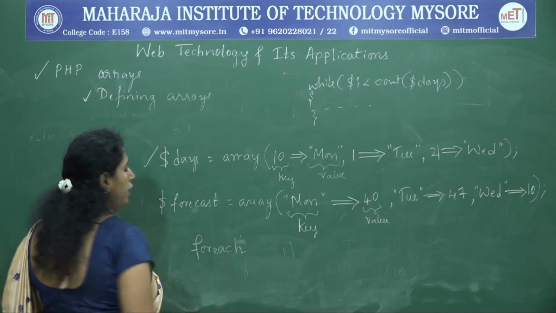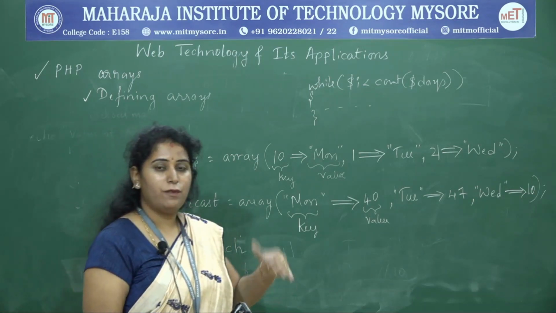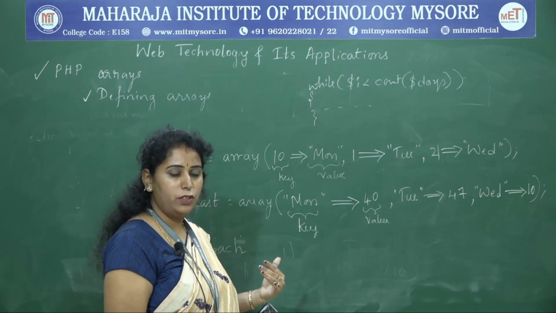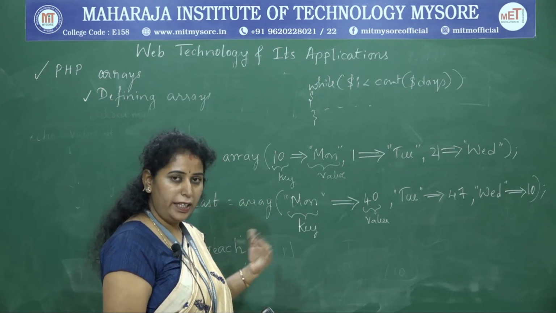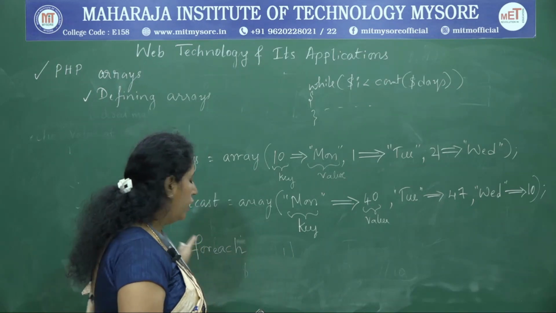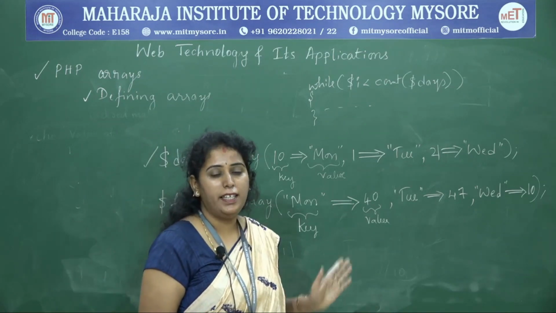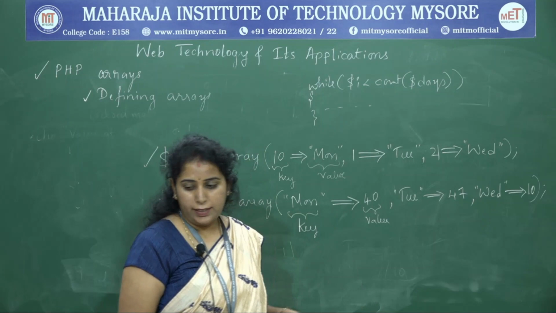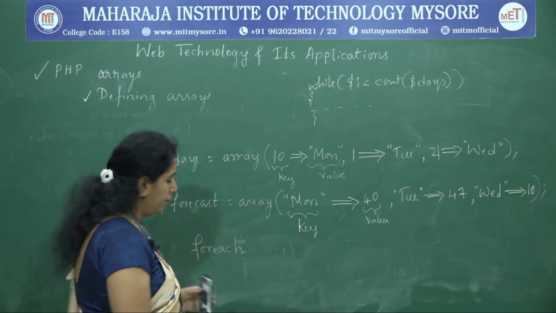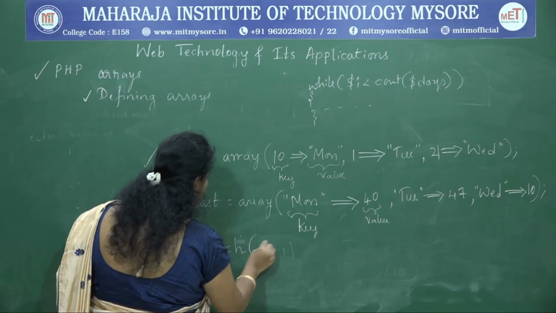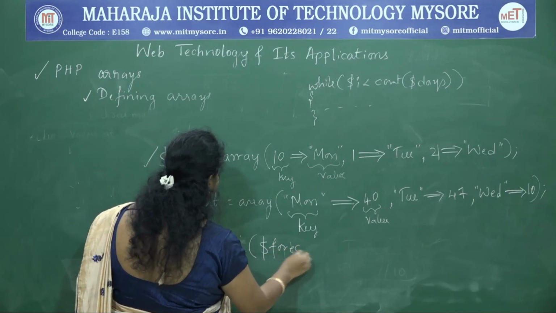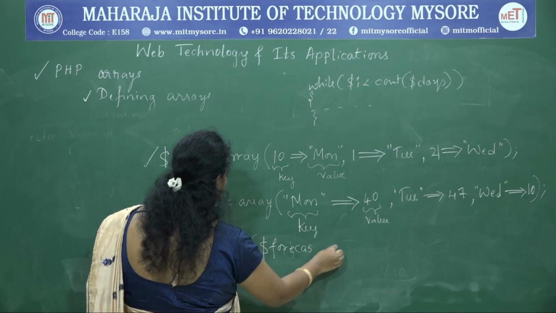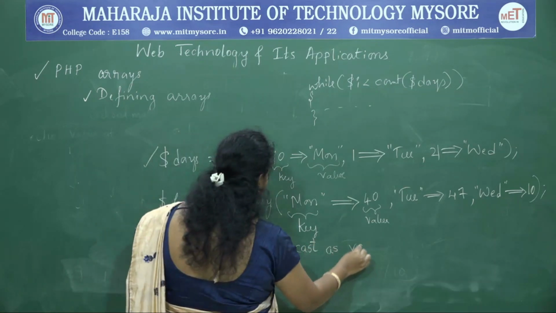So foreach, what it does is it takes the first element, it accesses the first element of an array, it prints, then it goes to fetch the second element of an array. So here we are not specifying any index at all. For example, for each, you have to take this array as value.